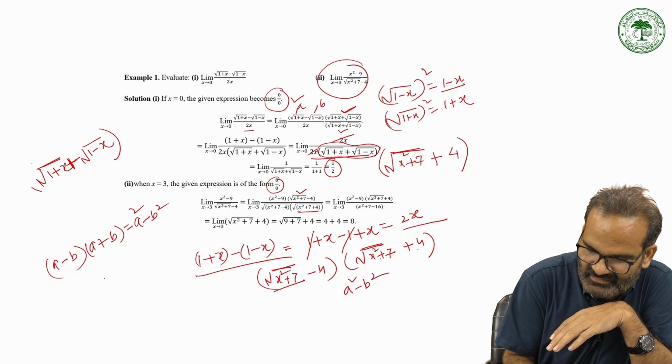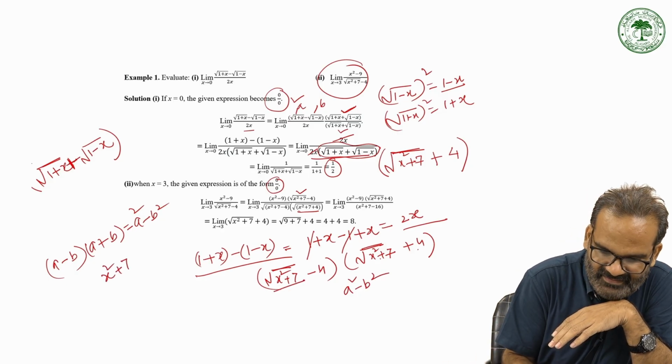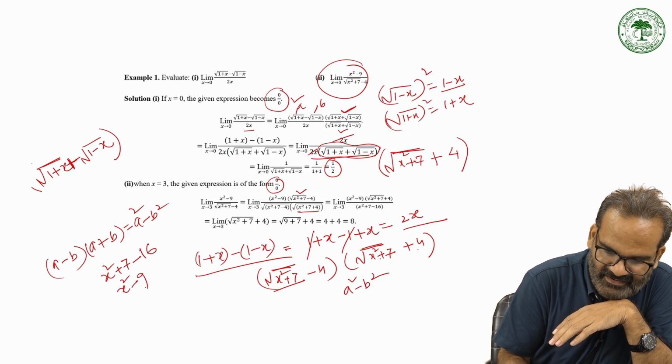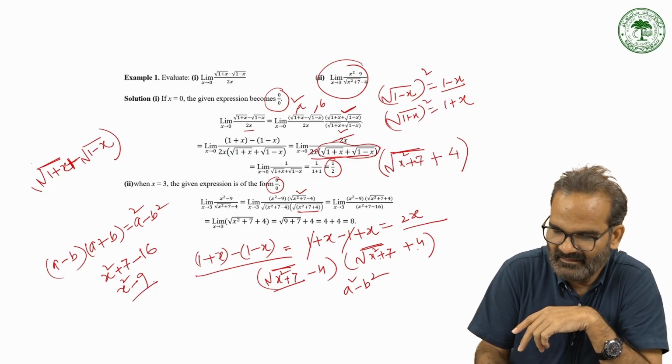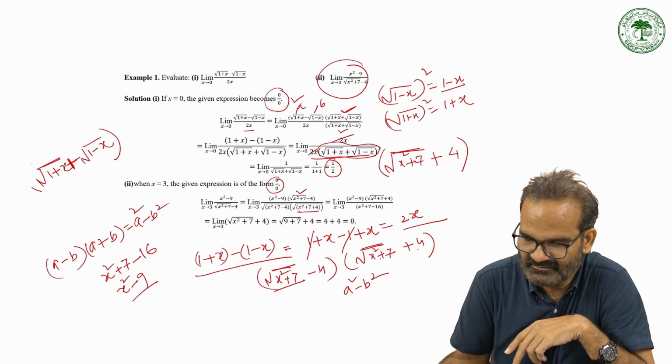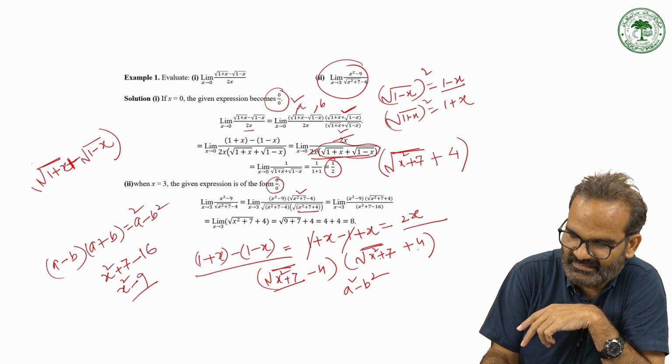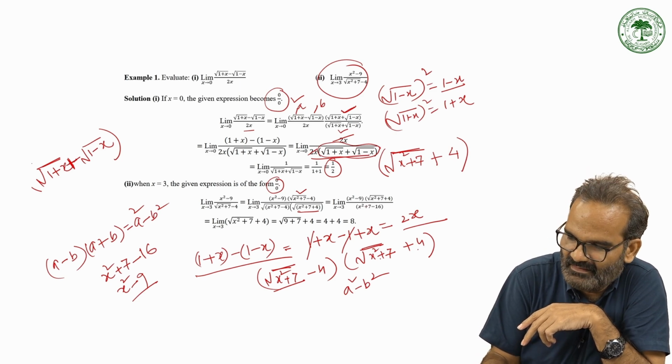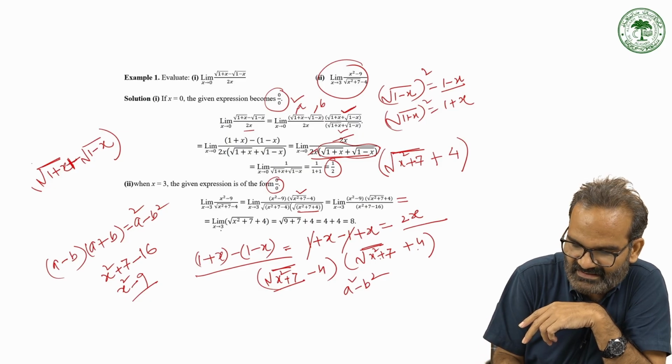Square of this is what? x square plus 7, and square of 4 is minus 16. What is left? x square minus 9, right? See, simplify this, you are getting x square minus 9. x square minus 9 will be cancelled out. What is left? Limit x tends to 3, root x square plus 7 plus 4.